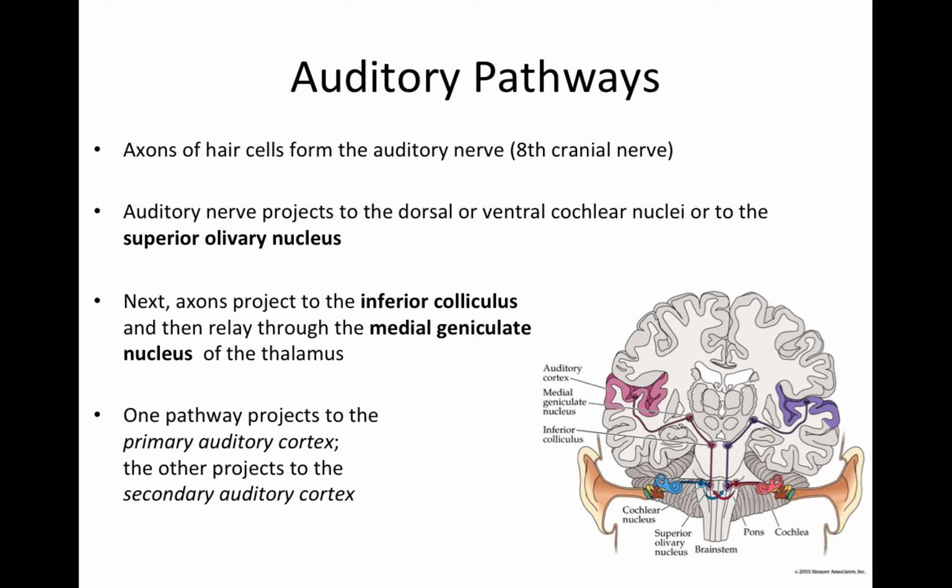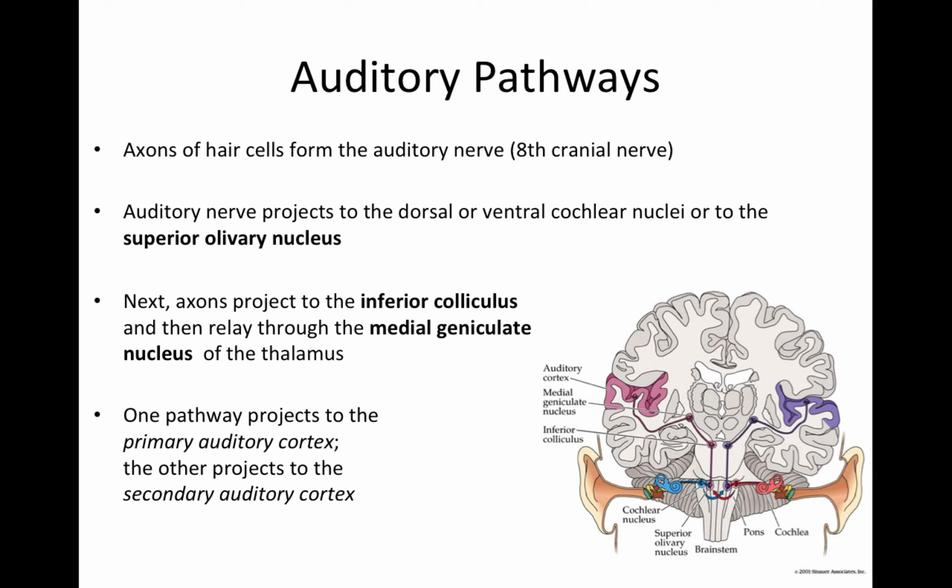Okay, so let's talk about the auditory pathways into the brain. The axons of the hair cells will leave the cochlea to form a major part of the auditory nerve, which we call the 8th cranial nerve. This nerve first projects to the level of the medulla in the hindbrain, synapsing either in the dorsal or ventral cochlear nuclei or in the superior olivary nucleus.